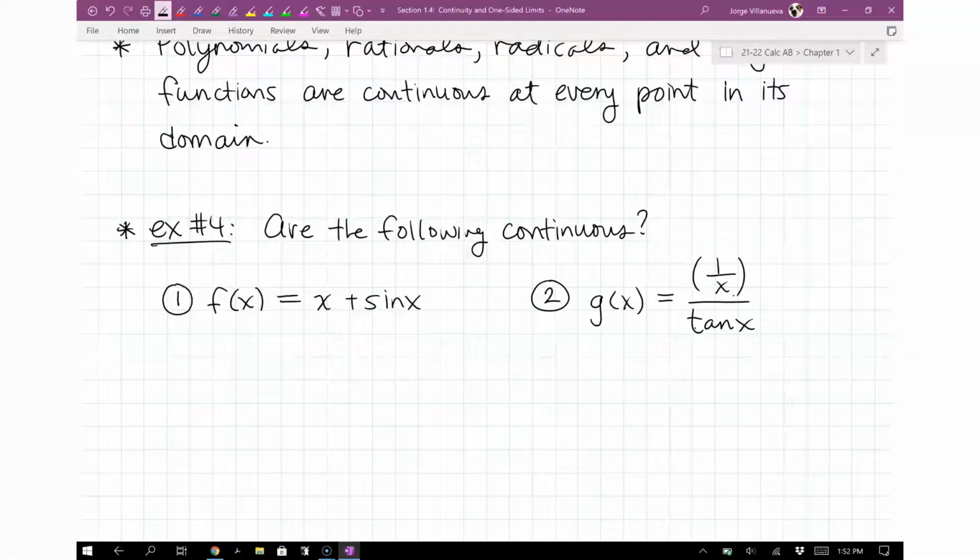Example 4, part 1, continuous or not? I mean, is x a continuous function? Yeah. Is sine of x a continuous function? So if I add them together, should I get continuity? Yes. So this would be yes.